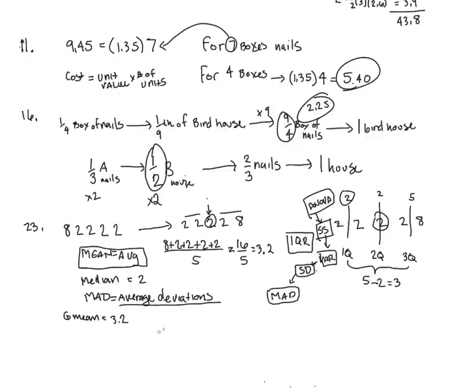Well, we call it absolute, by the way, because we get the absolute value. So we have our numbers here. We have 8, 2, 2, 2, and 2, right? Now we have to find the absolute deviations of each one. So we say minus 3.2 because it's the deviations from the mean. Remember, we care because this is going to tell us how far each of these numbers is from that average, or from that mean. Minus 3.2.